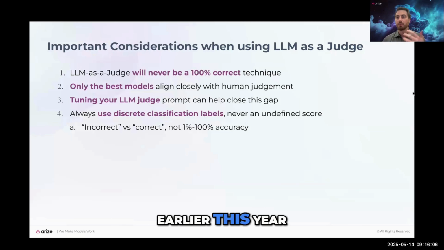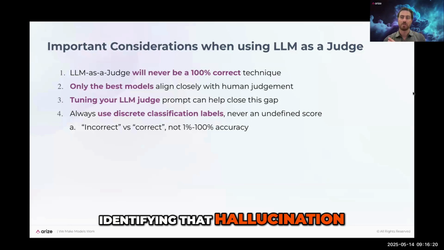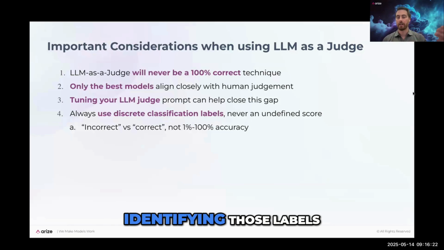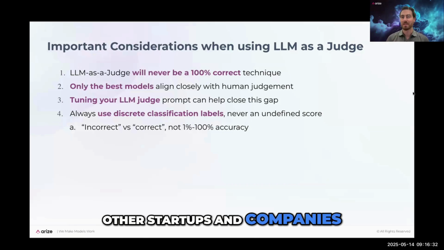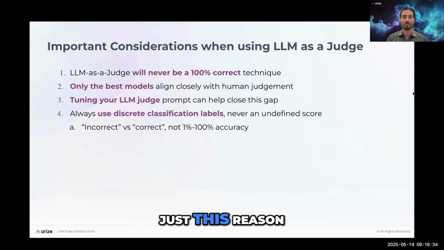Actually, a project I worked on earlier this year, we fine-tuned an LLM judge where we took a 1.5 billion parameter Qwen model, and we were able to get it to perform about on level with a GPT-4 model, in terms of identifying that hallucination prompt that you just saw earlier, and identifying those labels. So you are able to bring things up with training. And so you can fine tune. We at Arize, we have a fine tune model that we use. There are actually a bunch of other startups and companies that also fine tune eval models for just this reason, because you are adding additional cost if you're going to use another LLM for this. So using those small models can help.